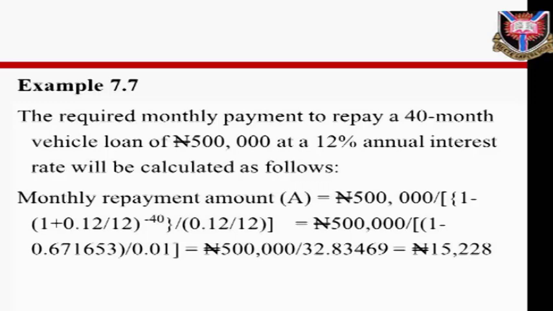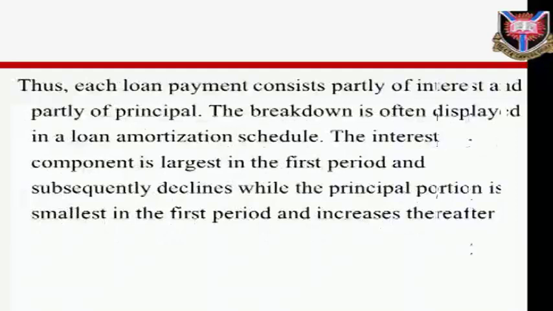Which gives us 500,000 divided by 1 minus 0.671653 divided by 0.01, which equals 500,000 divided by 32.83469, which gives us 15,228. Thus, each loan payment consists partly of interest and partly of principal.